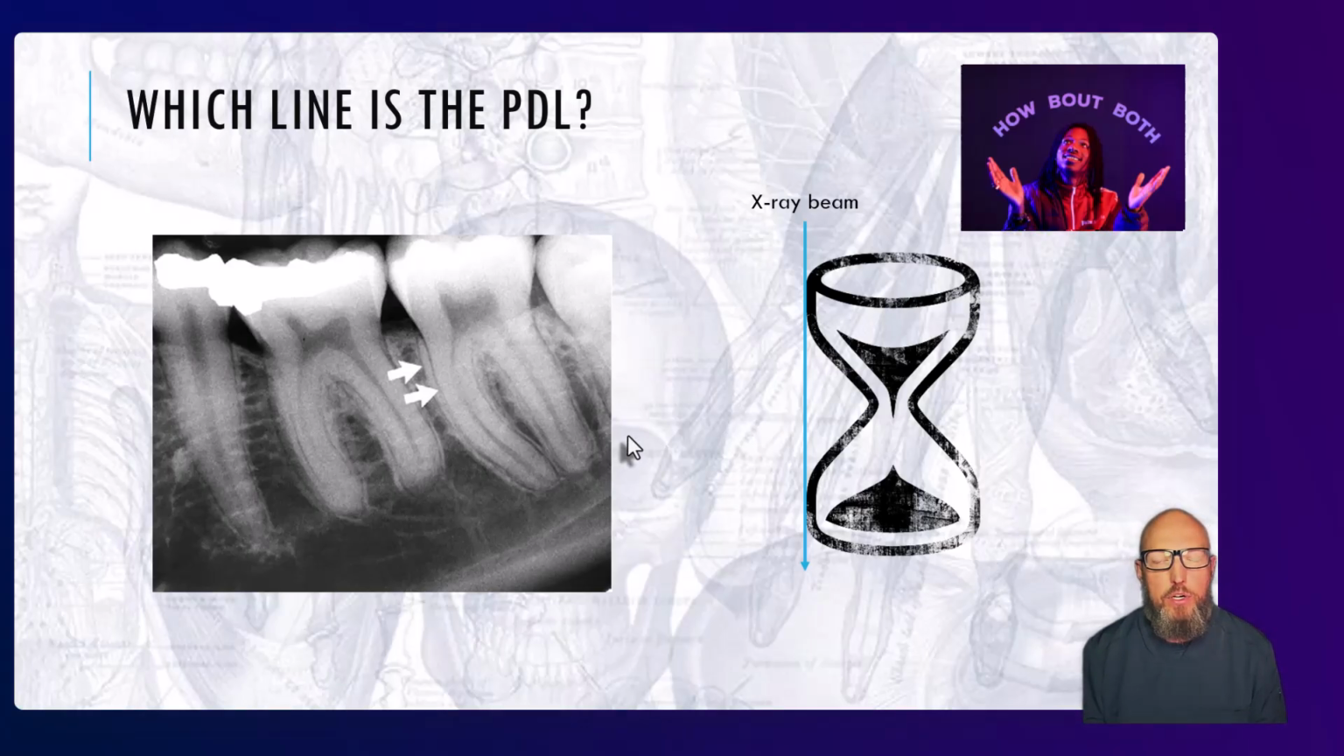And so that covers our foundational concepts: eggshell effect, lamina dura, alveolar crest, trabecular bone, and PDL space. And the next one will go through the actual specific structures of the maxilla and mandible that you should be able to identify in any intraoral radiograph.